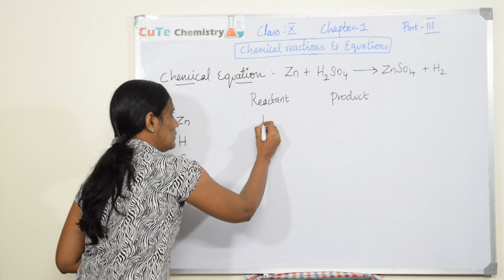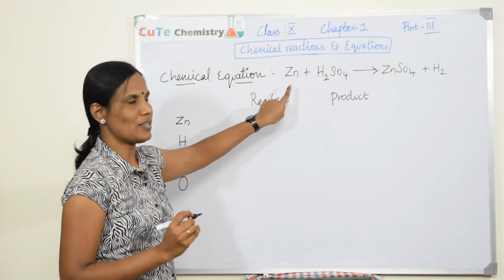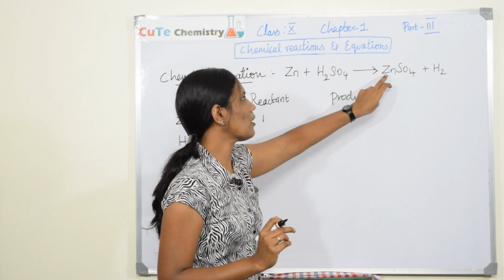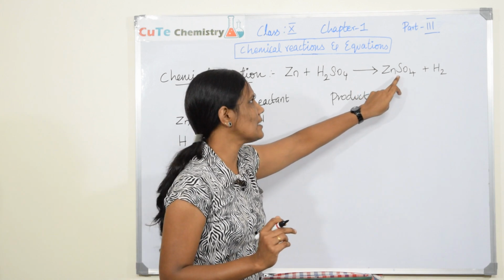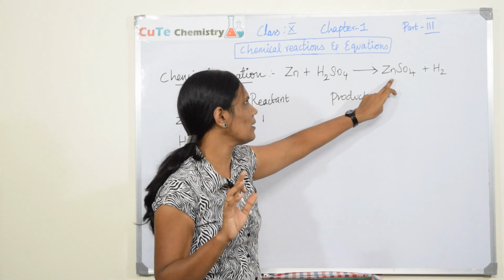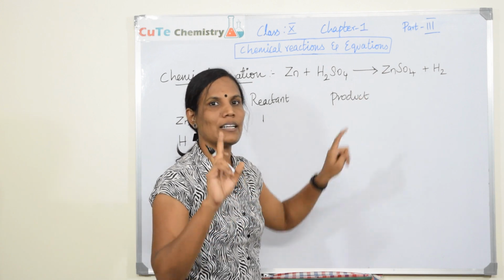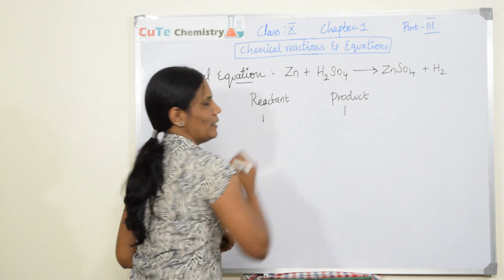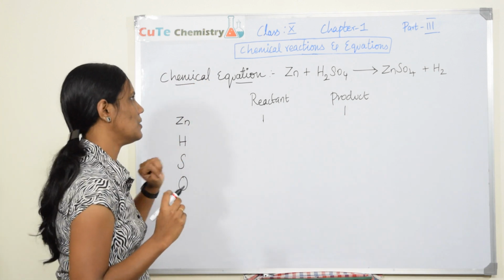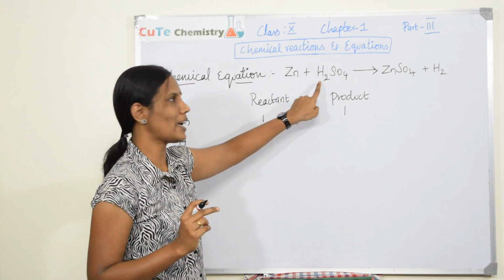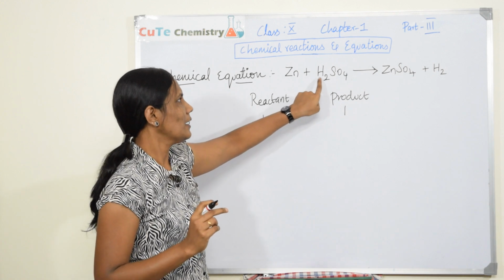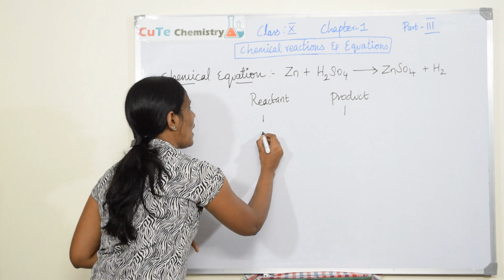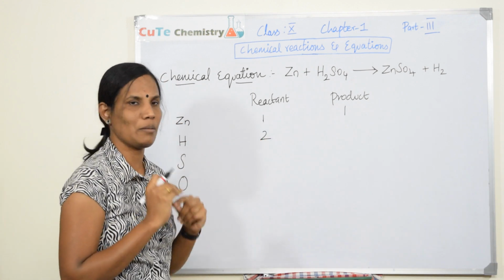So 1 on the reactant side. Now we will check the zinc on the product side also. Here also we have Zn, and Zn doesn't have any subscript here, so it is understood that there is only one zinc atom. So we can write 1. And the next one is hydrogen. Here on the reactant side we have 2 hydrogen. 2 is written as a subscript, and that is taken into account. So 2 hydrogen atoms are involved in this chemical reaction.